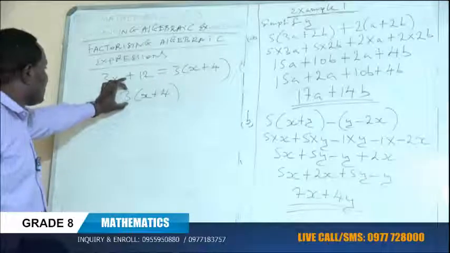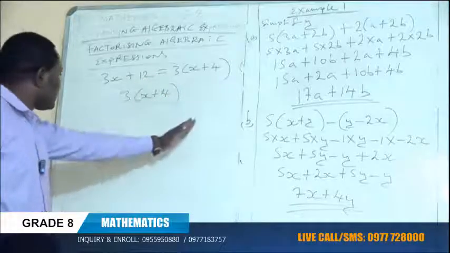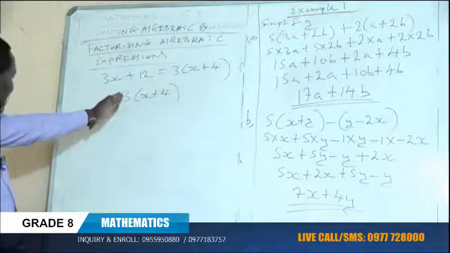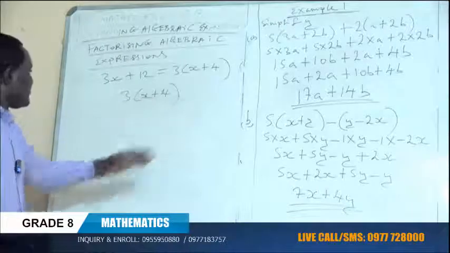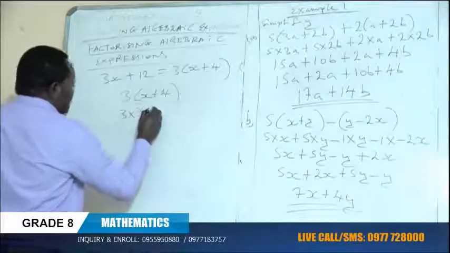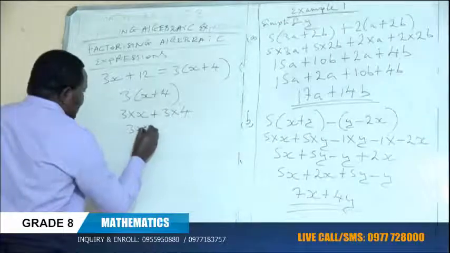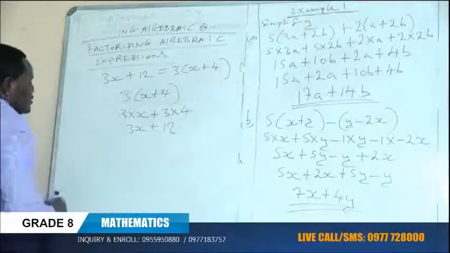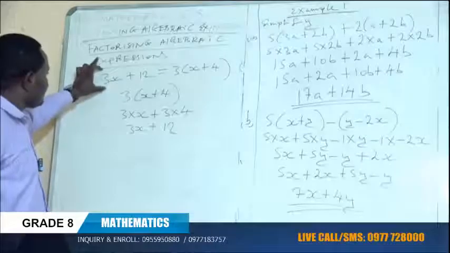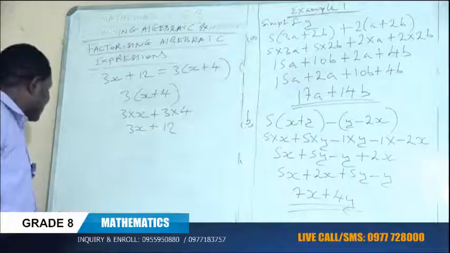Remember, we have the number out of the brackets, and the terms inside the brackets here. We used the distributive law of multiplication, meaning we multiply 3 by each and every term. It will be 3 multiplied by x plus 3 multiplied by 4, which will be 3x plus 12. So you can see that we are getting back to this form. That's why I'm saying factorizing is the opposite of expanding.